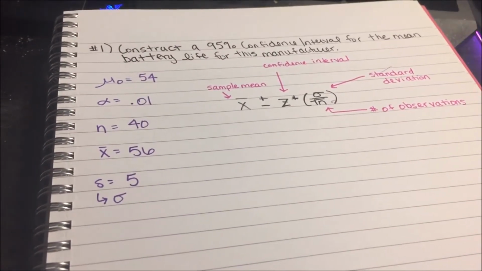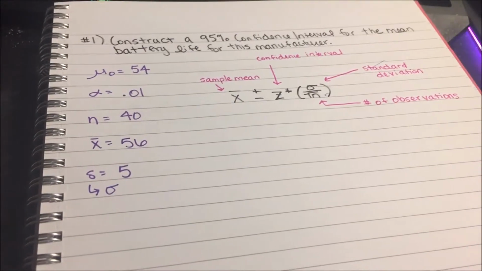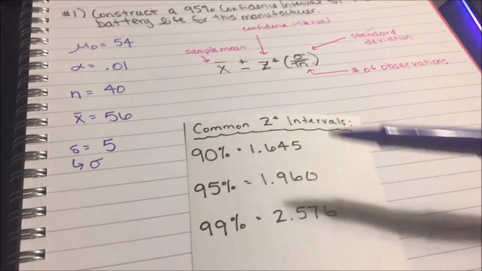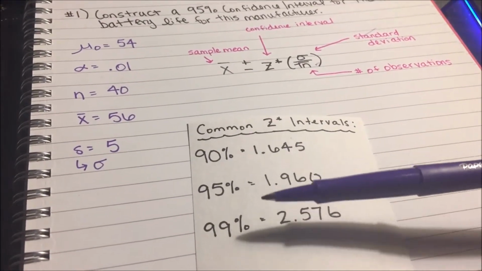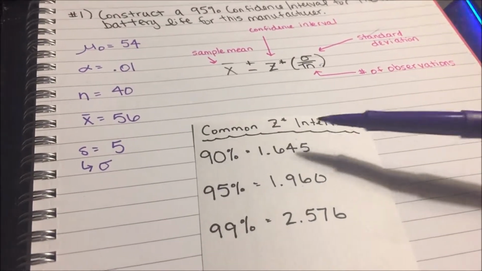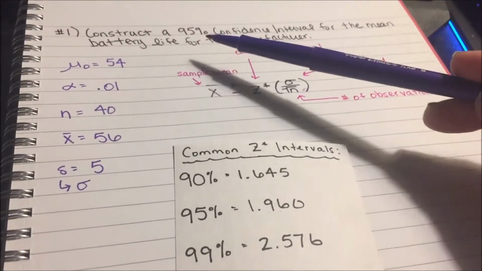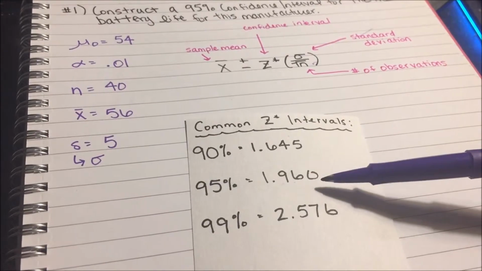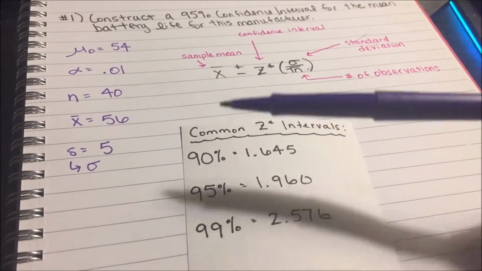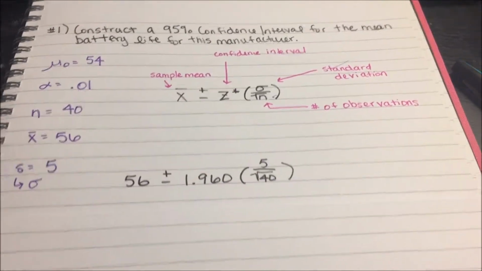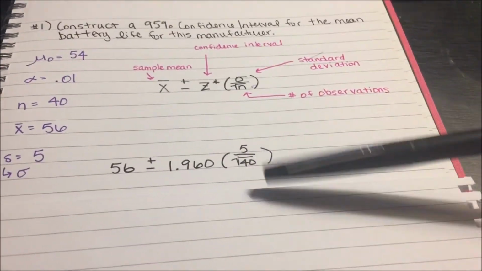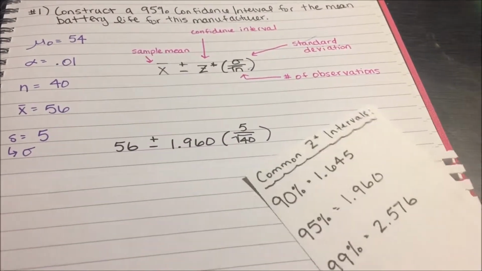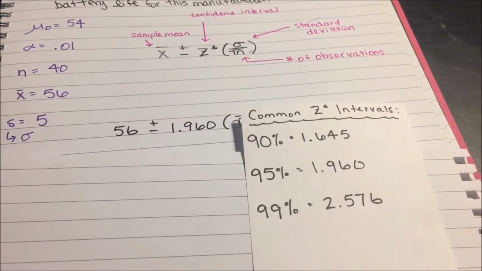For the Z star, which is the confidence interval, I have a note card here with common Z intervals, and this is something that you can just jot down a lot of times. These are the percentages that they'll ask for in questions. So common Z star intervals, we want a 95%. So our Z star is just 1.960. So I will rewrite this equation using the numbers that we know. So this is what the formula looks like when we plug in the numbers that we know. 56 as the x bar, 1.960 as I showed you earlier on here is a common z-star interval.